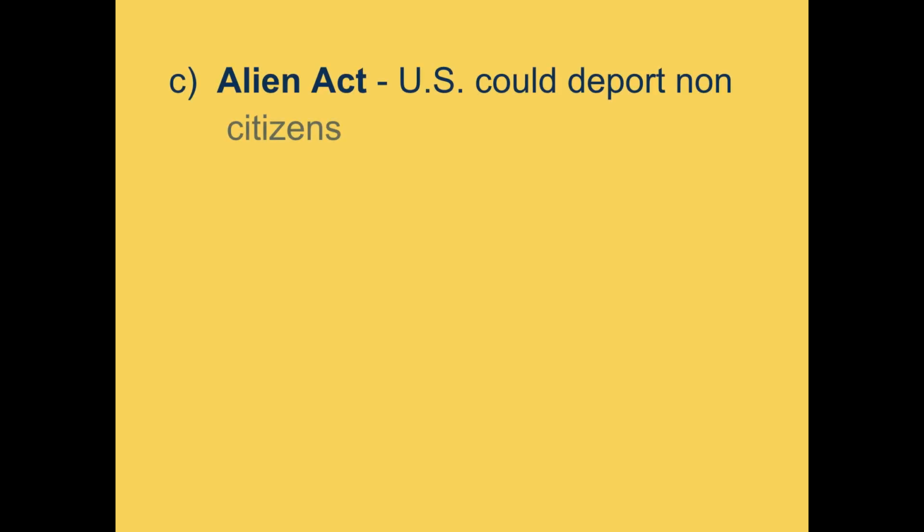So we avoid war, but we were close. Okay, two last things here for this chapter, I think. We passed something called the Alien Act. An alien is someone who's a non-citizen. And it says here that we could deport non-citizens. Deport means kick out. So if you're not a citizen of the United States and you break the law, you can be kicked out of America.